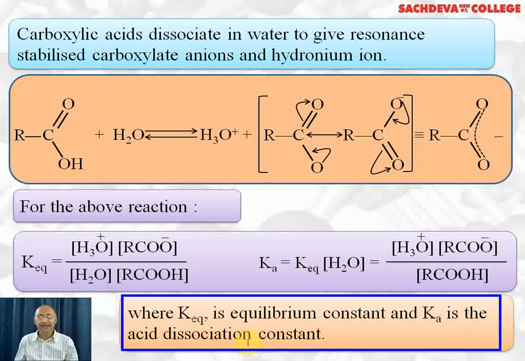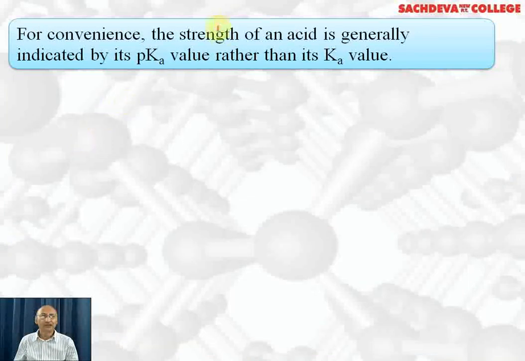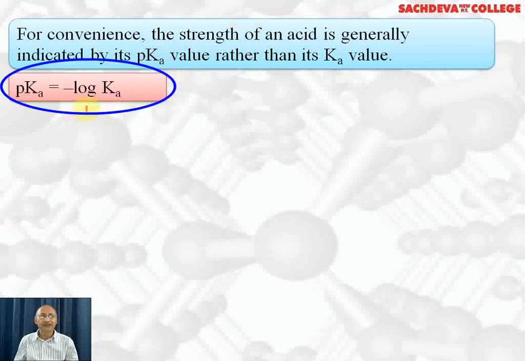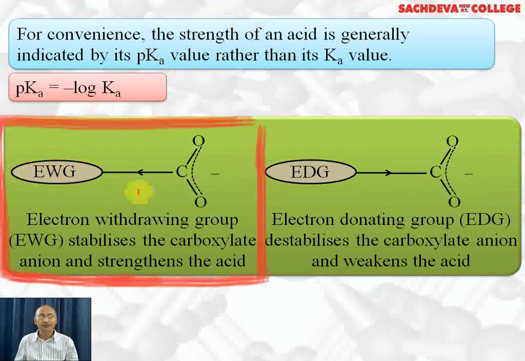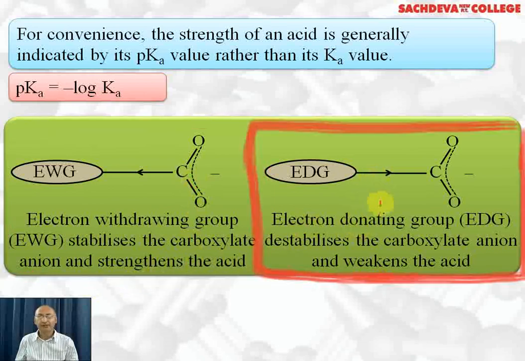The higher the value of Ka, the lower the value of pKa, and the stronger the acid. For convenience, the strength of an acid is generally indicated by its pKa value rather than its Ka value. pKa is equal to minus log of Ka. Electron withdrawing groups will decrease negative charge on the carboxylate ion, therefore stabilize the carboxylate ion and strengthen the acid, that is, acidic strength increases. Electron donating groups will destabilize the carboxylate ion and decrease the strength of the carboxylic acid.